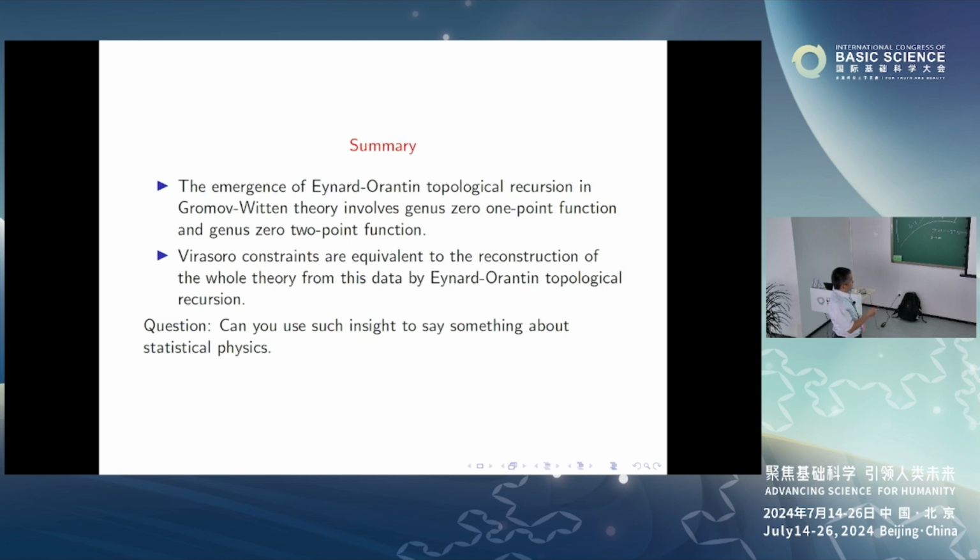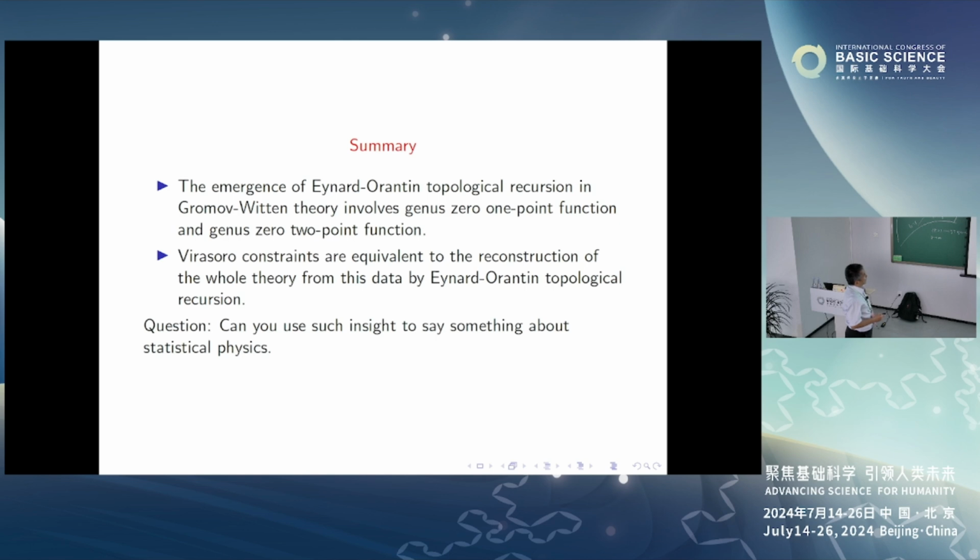So let me summarize what I have explained so far. The emergence of the topological recursion in Gromov-Witten series actually involves the genus 0 one-point function and genus 0 two-point function. I have only talked about Gromov-Witten series for a point, but actually it's more general. I just use it as an example to illustrate the ideas. In this case, the Virasoro constraints are equivalent to the reconstruction of the whole series from this data by this topological recursion.